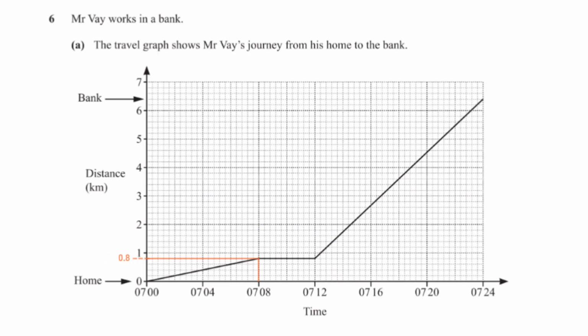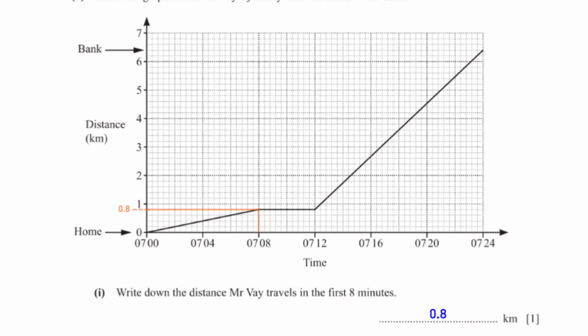Mr. V works in a bank. The travel graph shows Mr. V's journey from his home to the bank. Write down the distance Mr. V travels in the first 8 minutes. Mr. V leaves home at 7 o'clock. 8 minutes after 7 o'clock is 7:08. When we map 7:08 onto the graph, we get the distance covered to be 0.8 kilometers.